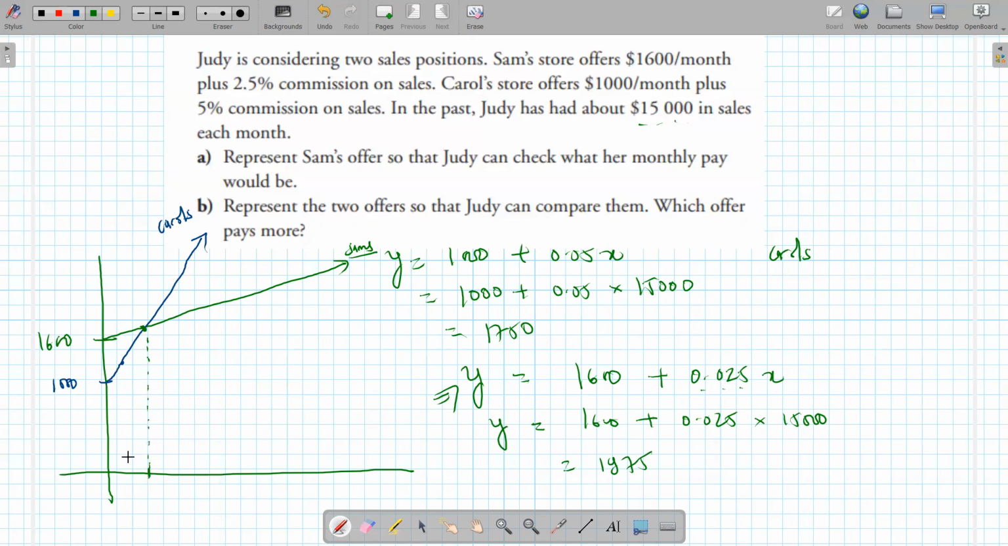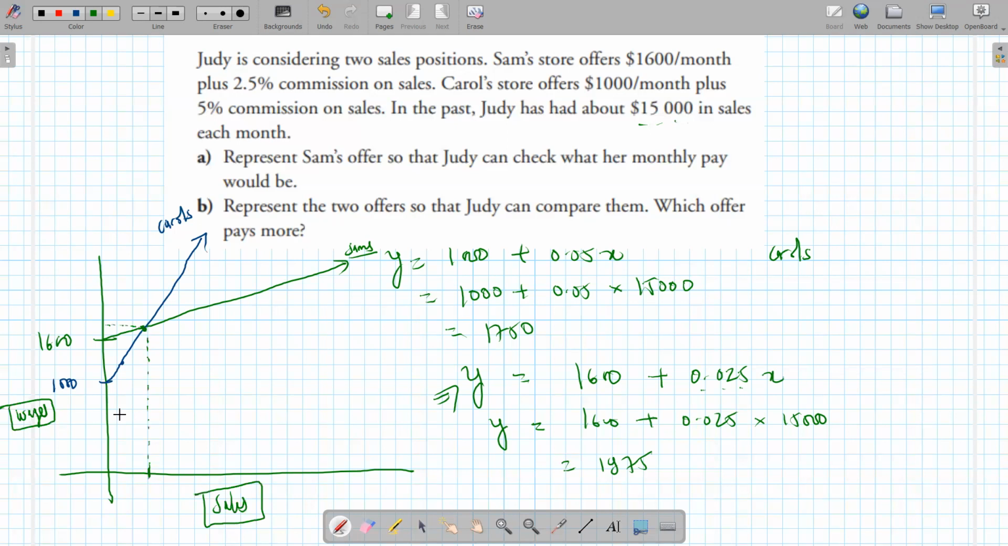What does that point represent? That's the POI, the point of intersection, where the two lines meet. The question to you is, what does that point represent? Remember, on the x-axis we have sales. On the y-axis we have her monthly pay. It's when the wage is the same. Yeah, when the wages are the same, okay?